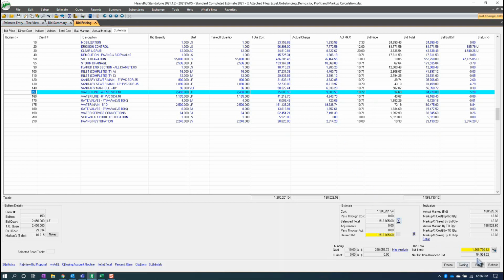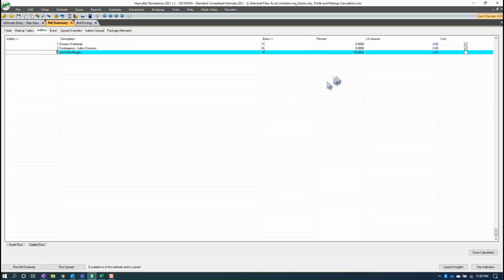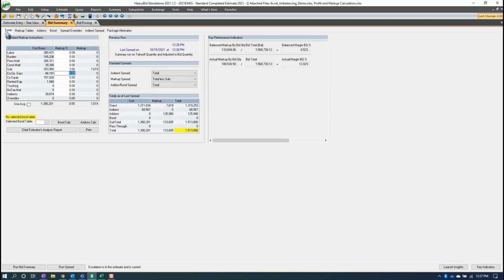So right now I'm at 54,924. And if you come back to the bid summary and look at my key performance indicators, that's on my balance bid, 133 divided by that. But look at my actual. Okay, so I'm actually getting 12.02. So obviously this is based on balance, and it kind of has to be. You're pricing it. It can't go back and calculate based on what you're pricing it on. So that's why I emphasize that you want to have these key performance indicators up here.